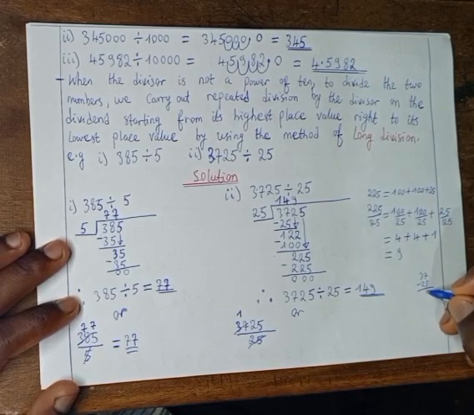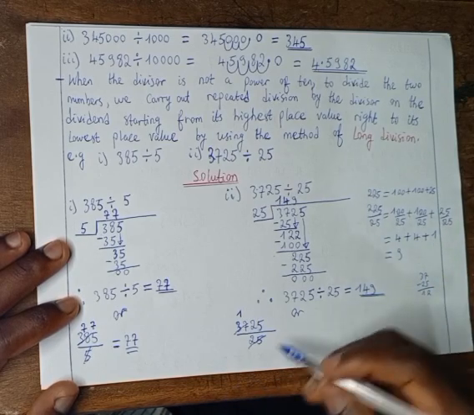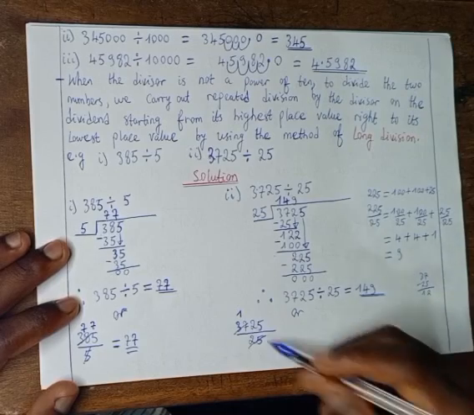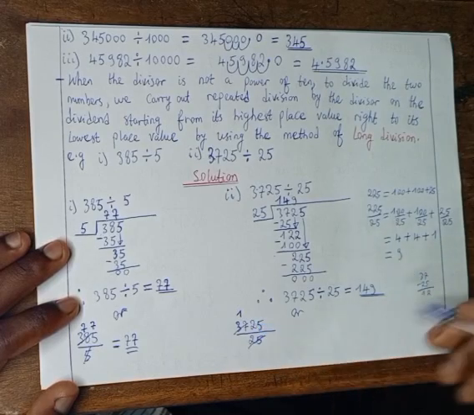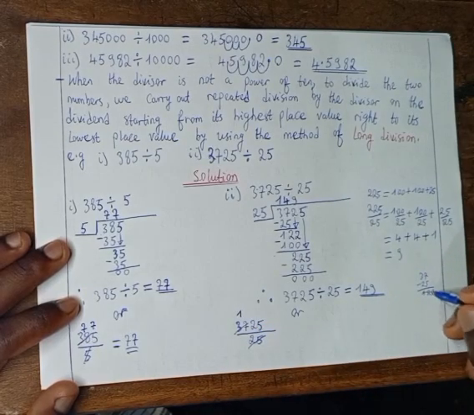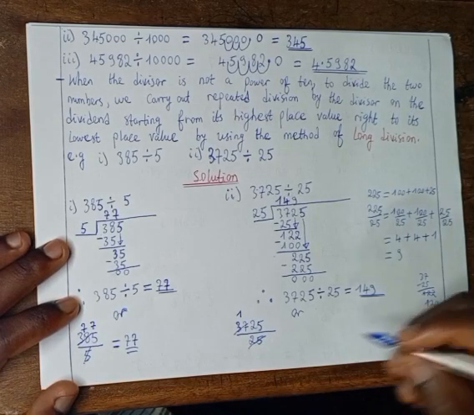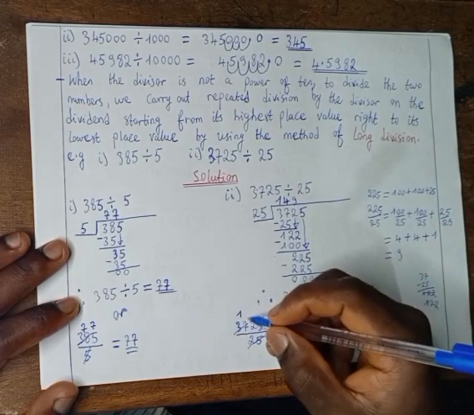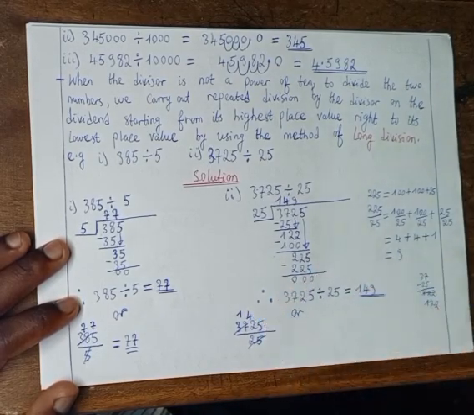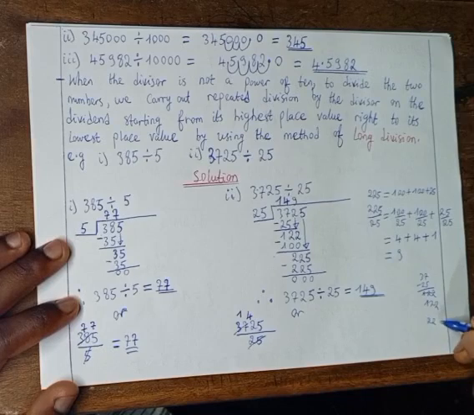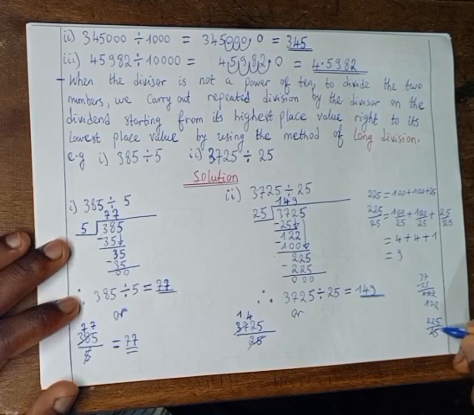If you subtract, this will give us 12. 12 is less than 25, so we attach this third digit to form the number 122. If you divide 122 by 25, you will simply obtain 4, remainder 22. Then next you attach the last digit, which is 5. It gives you 225. You divide 225 by 25.